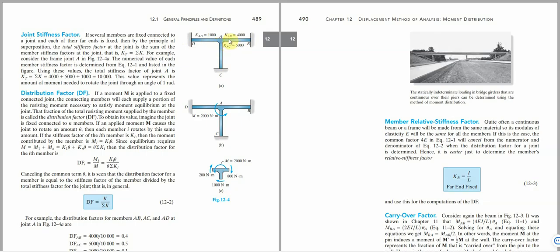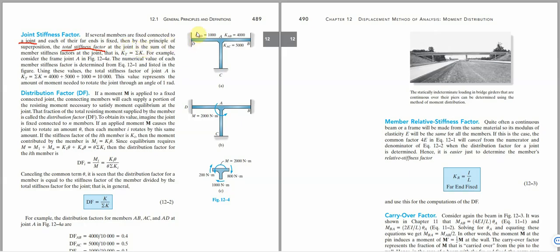Now imagine we have this kind of member. How do we calculate the total stiffness? The total stiffness will be the summation of the stiffness of this one plus this plus this. Now it says joint stiffness factor: if several members are connected to a joint, and each of their far ends is fixed, then by the principle of superposition, the total stiffness factor at the joint is the summation of the stiffness factors, that is KT equals the summation of K.